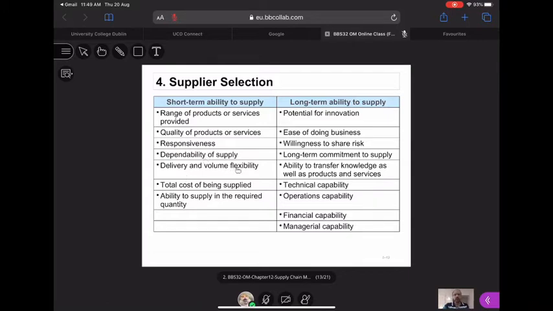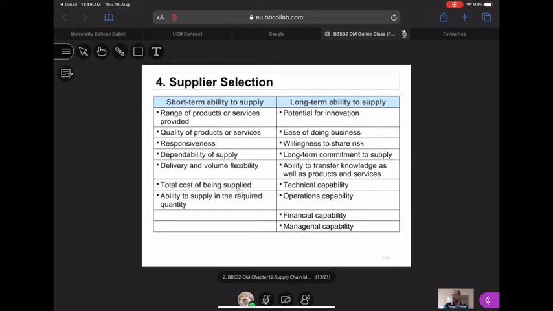And delivery and volume flexibility, which means if I ask them, can I order this amount or that amount, they must be able to be flexible. Because sometimes I'm manufacturing 1,000 units, sometimes maybe 200 units. So are they willing to sometimes sell me more or less? That's called volume delivery flexibility. So I need that kind of flexibility as well.